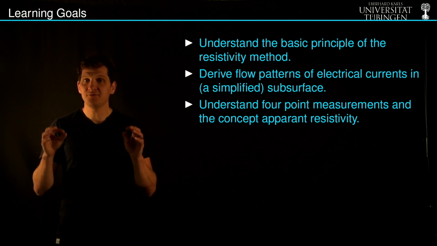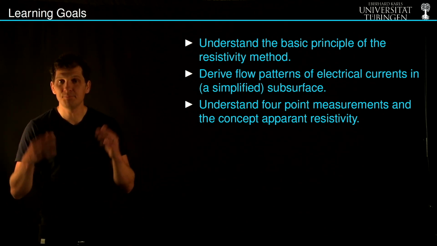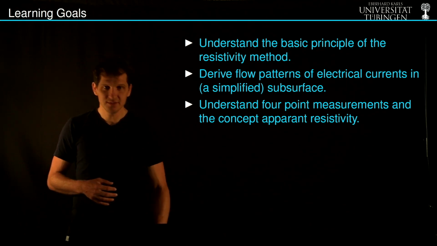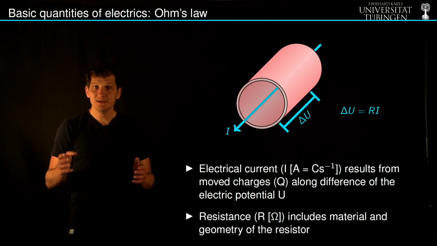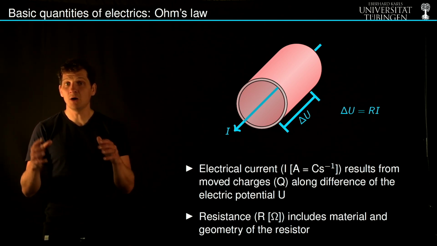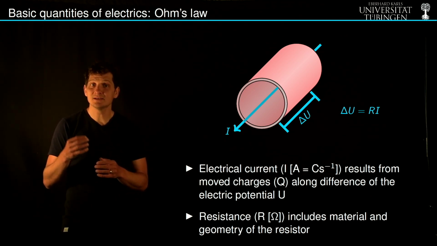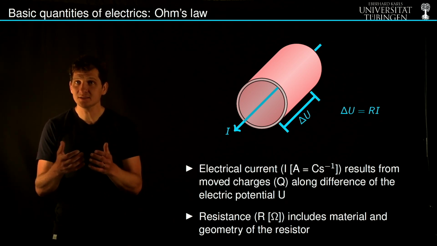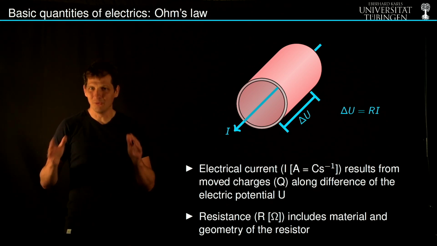So let's first define the geophysical parameter of interest, which is the resistivity, meaning the ability of a material to conduct electrical currents. And in order to do this, we need to consider Ohm's law. And Ohm's law states that an electrical current I, which corresponds to the amount of moved charges per second through a wire, for example, that current is linearly related to a potential difference, delta U. And the constant of proportionality is the resistance, capital R, with the units ohms.